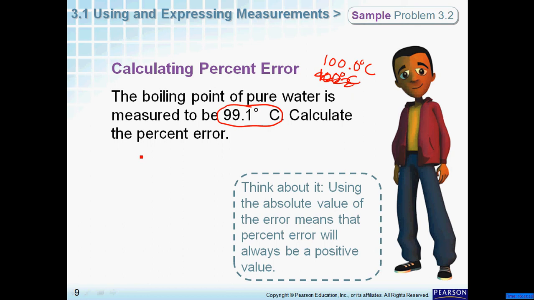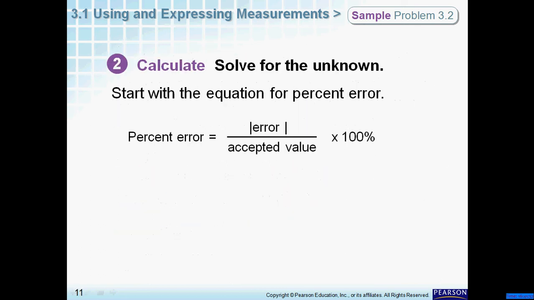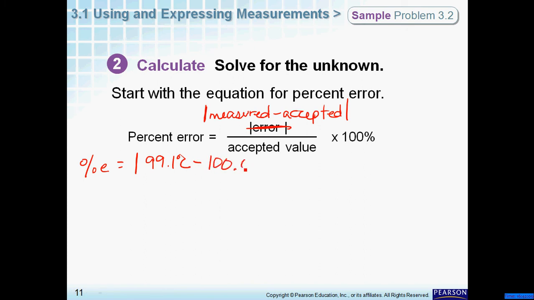So we've got our formula. We're going to replace this with the absolute value of the measured minus accepted. And now we can plug things in. So our percent error is, on top, I have my measured value, 99.1 degrees Celsius, minus my accepted value, 100.0 degrees Celsius. I need to take the absolute value of that and divide it by my accepted value, which is 100.0 degrees Celsius. Take the answer of that and multiply by 100%.